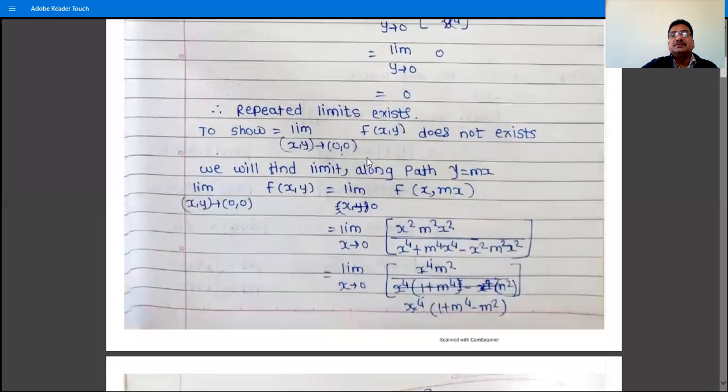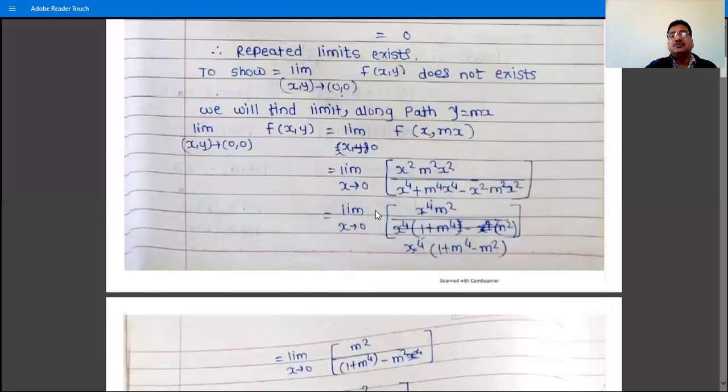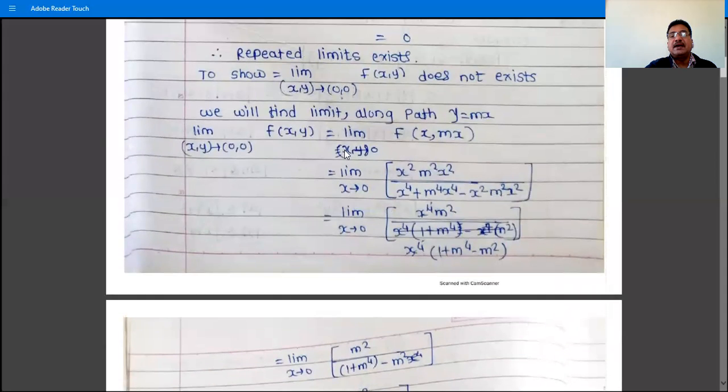So this simultaneous limit does not exist. How can we show the simultaneous limit does not exist? We'll find the limit along the path y is equal to mx. Why the path y is equal to mx? Because the answer depends on m. So limit (x,y) tends to (0,0) of f(x,y): don't write y tends to 0, because we substitute y in terms of x, that is y is equal to mx. So no need to write y tends to 0, just write x tends to 0.